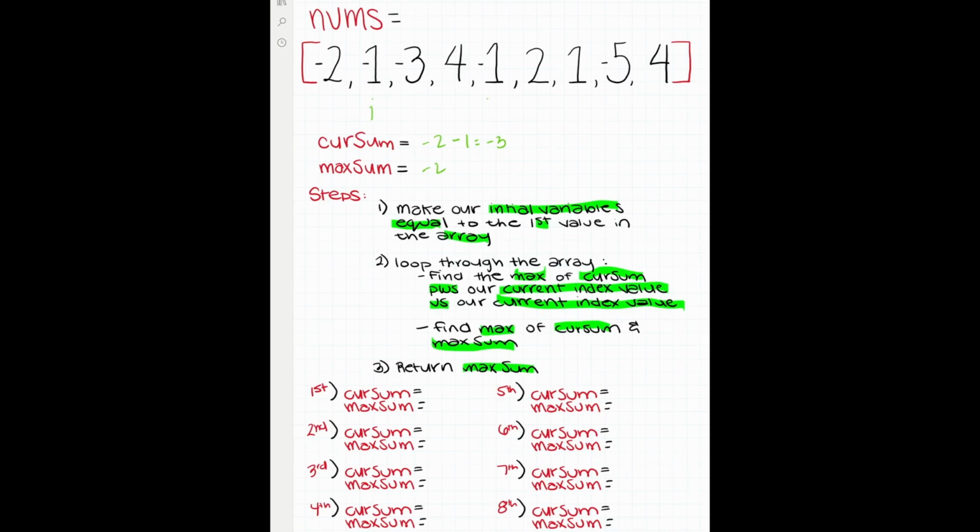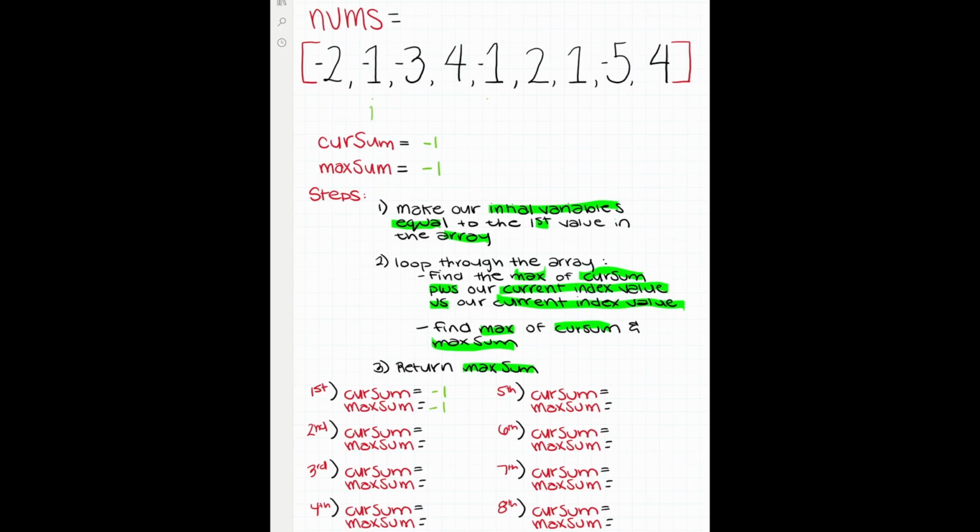We're then going to compare -3 to the current index value. So -3 versus -1, and we're going to see which one is the max of those, which is just going to be -1. So our current sum is going to be -1. And then we're going to compare that -1 value to -2 and see which one's bigger. We already know -1 is bigger than -2, so we can put down here, -1, -1.